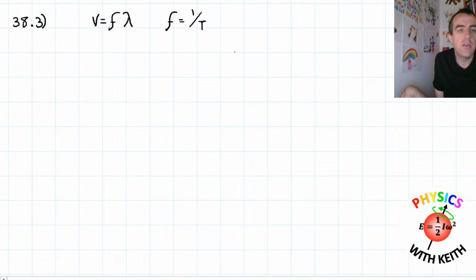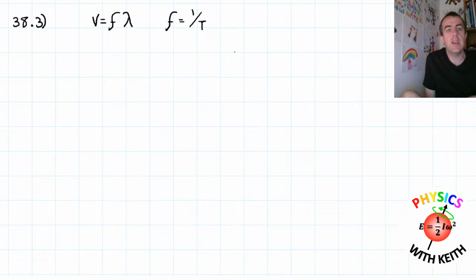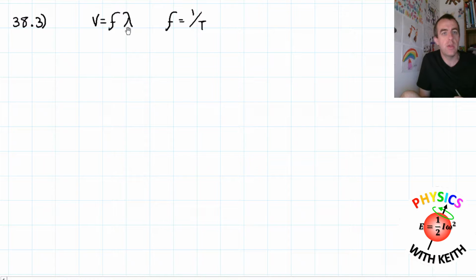38.3, you use the two most basic equations for waves. The wave speed is the frequency multiplied by the wavelength, and the frequency is the reciprocal of the time period.